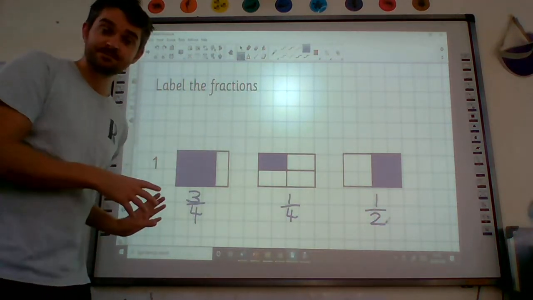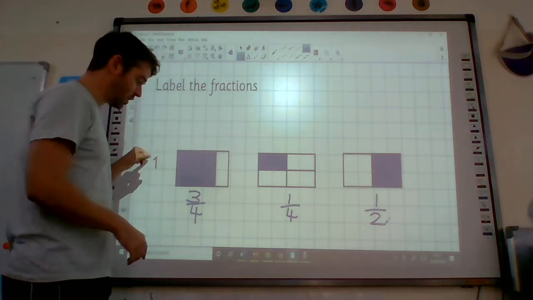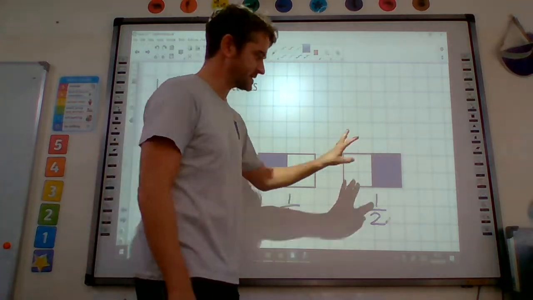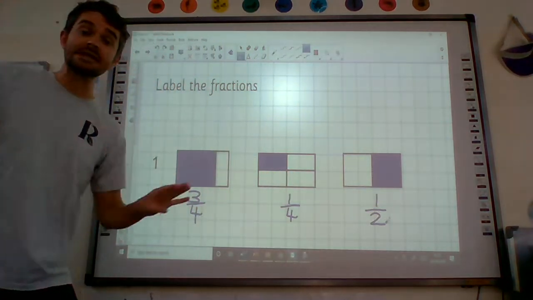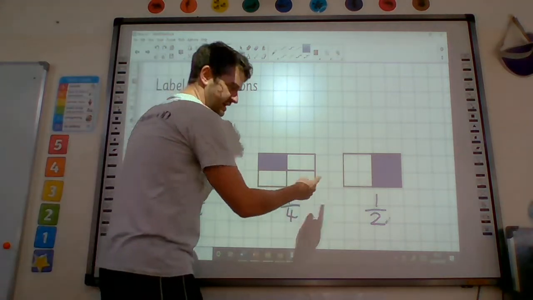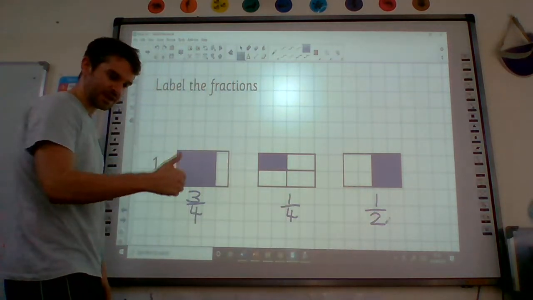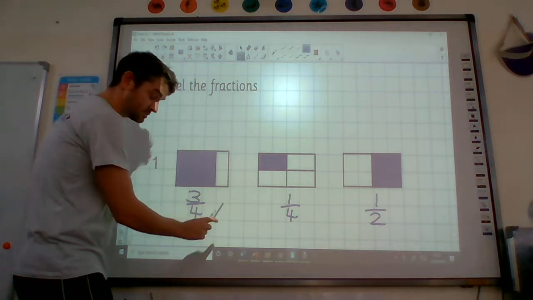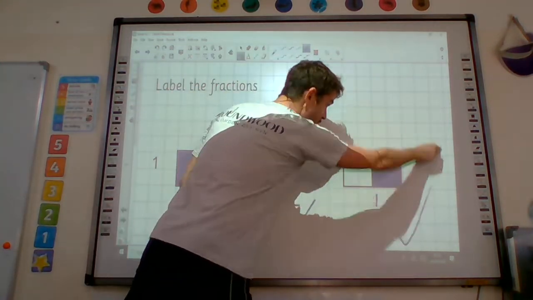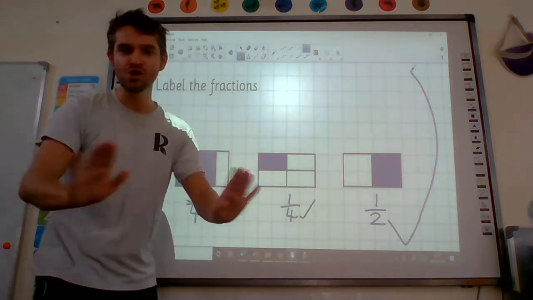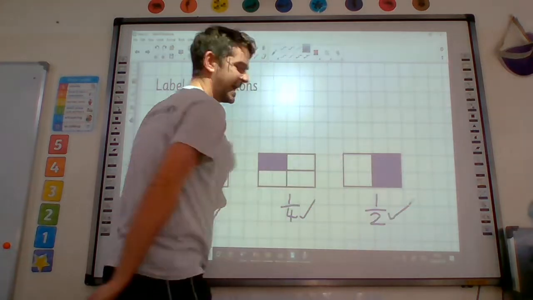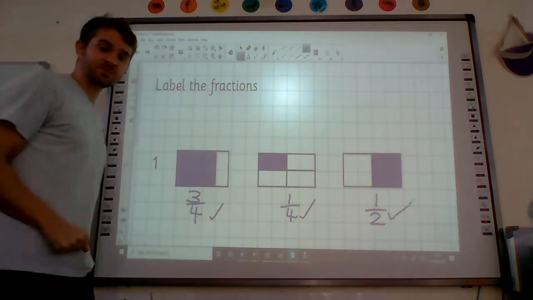That's the first one. In your book, you will have the number 1, and then 3/4, a small space, 1/4, a small space, and a half. You don't need to draw these shapes. Just do these, and when I reveal the answers, if you're correct, a small, neat tick in your maths book, please. Marvellous.